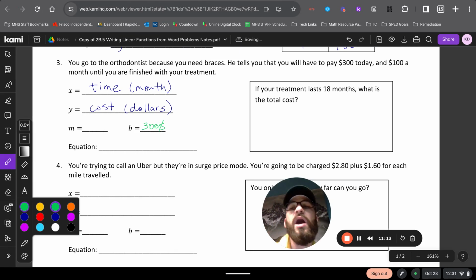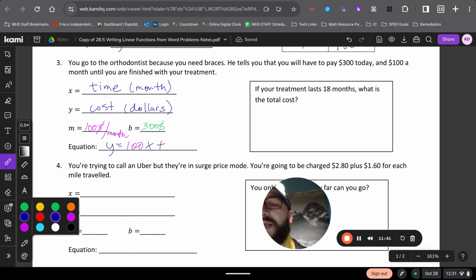Okay, and then we're paying $100 a month. Remember, our y is representing the cost of the braces, so that cost is going to go up. So that $100 is going to increase a month. So that is definitely our slope right here. $100 per month. And then adding that into our equation, we get y is equal to 100 for our slope, x plus our initial value of 300. Okay, so writing the equation, very similar to the last two.